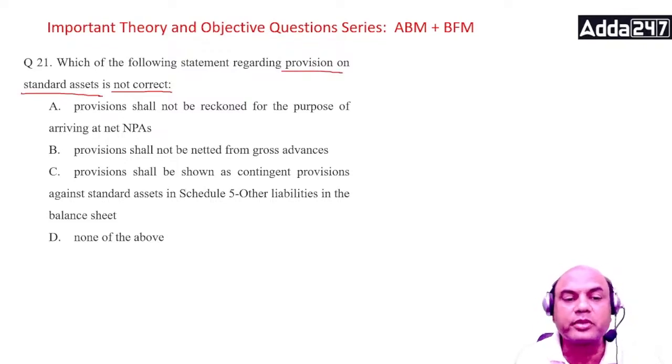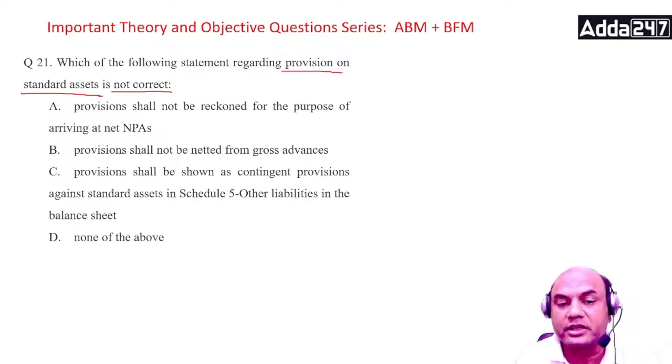The provision shall not be reckoned for the purpose of arriving at the net NPAs. The provision shall not be netted off from gross advances. Provision shall be shown as contingent provision against the standard assets in Schedule 5 other liabilities in the balance sheet. And none of the above. So which one is correct over here?